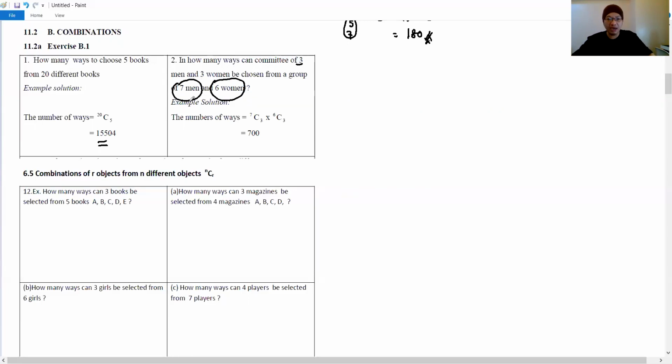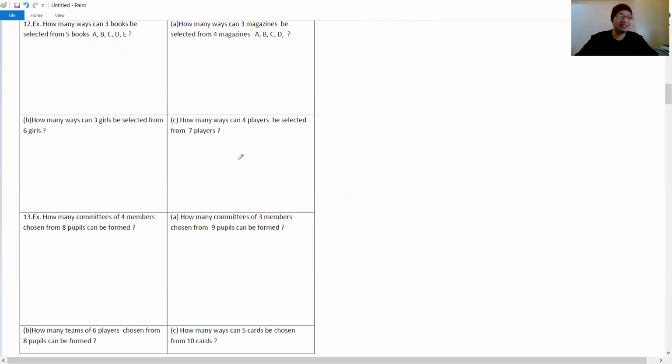So that means from the men we get 7C3, because we are choosing 3 men, and that's why we have times here, and 6 available women. We need to choose another 3 women here. So multiply these together, and then we will come up with 700. Very easy. All right, so let's do some exercises here.